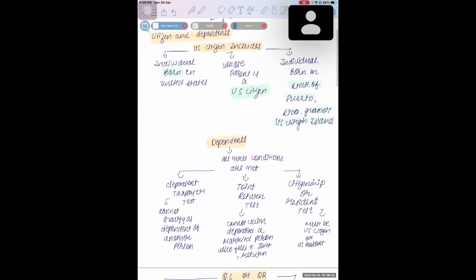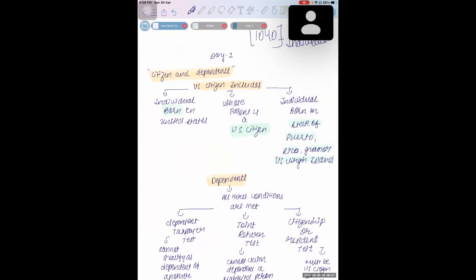Why are we learning this? Because a person who is a US citizen or a US resident earning income from a US source will have to file a 1040 return and pay taxes. So for that you first have to understand what a US citizen is. A US citizen is someone who is born in the United States, or whose parents are US citizens, or who is born in any of these territories.